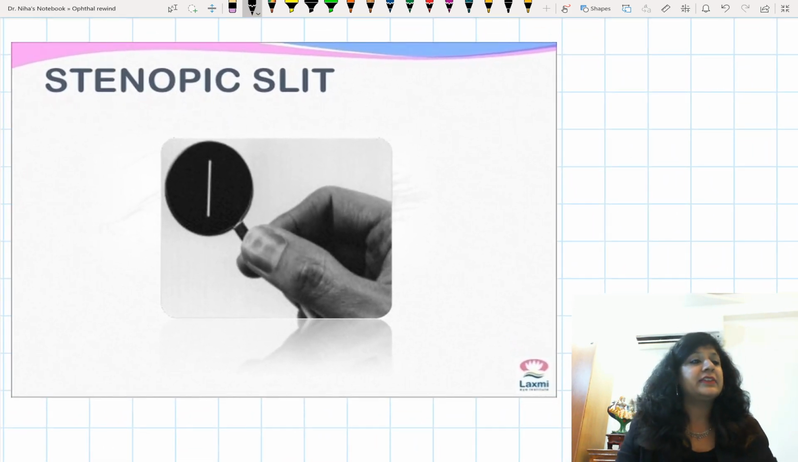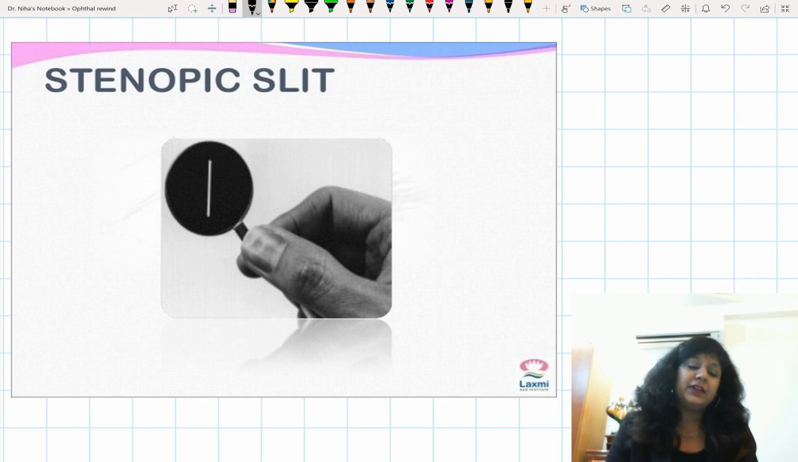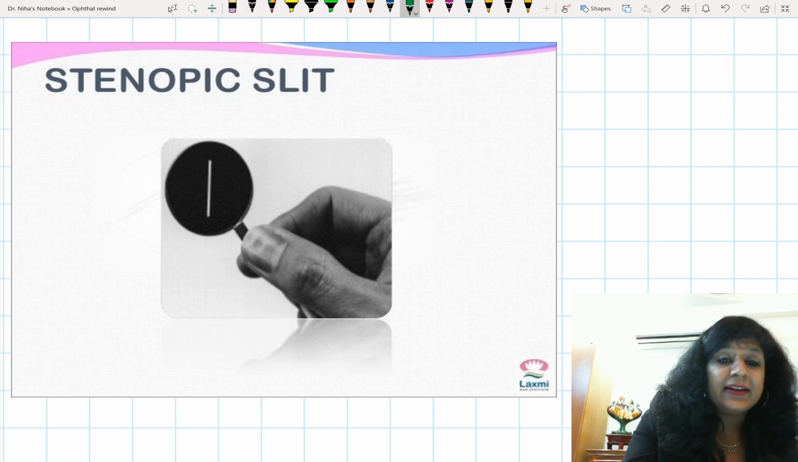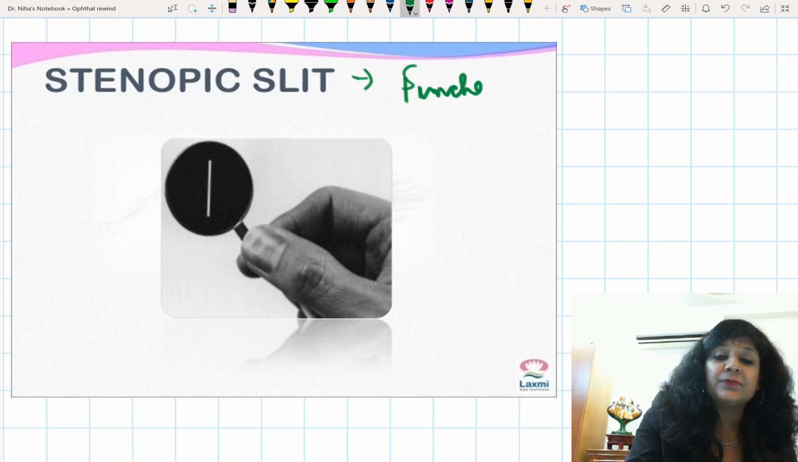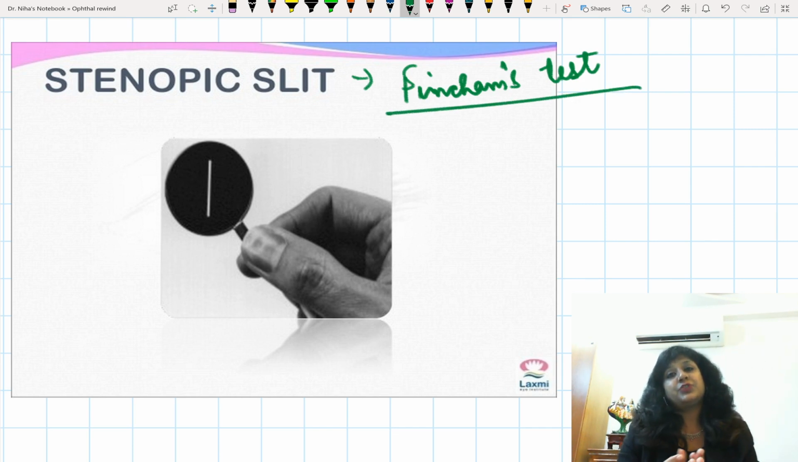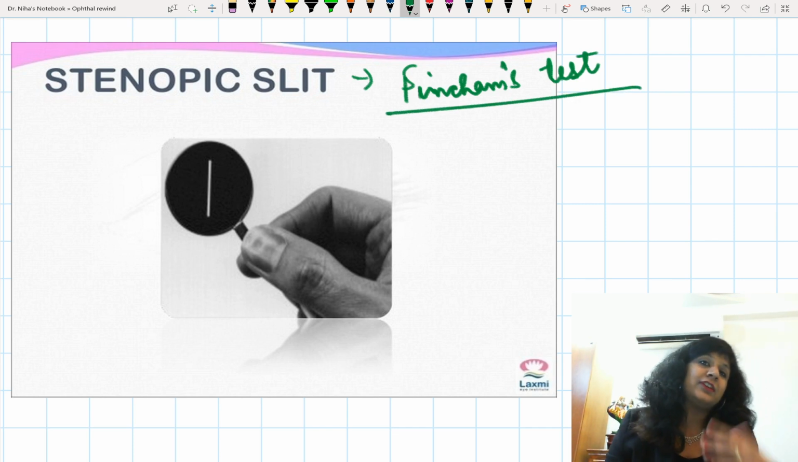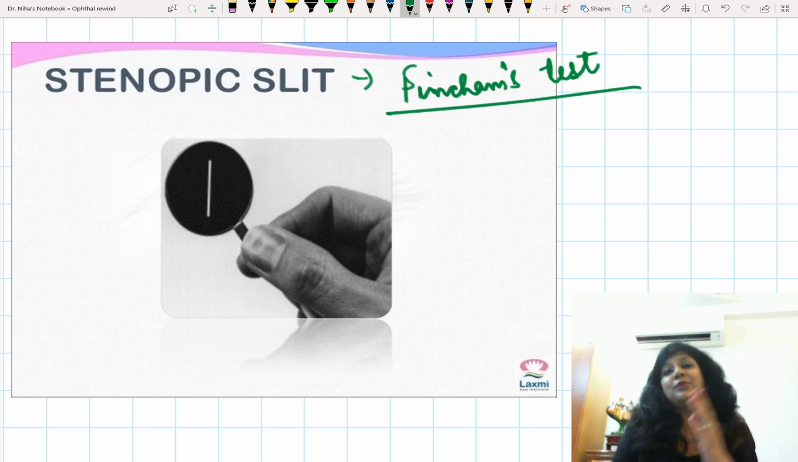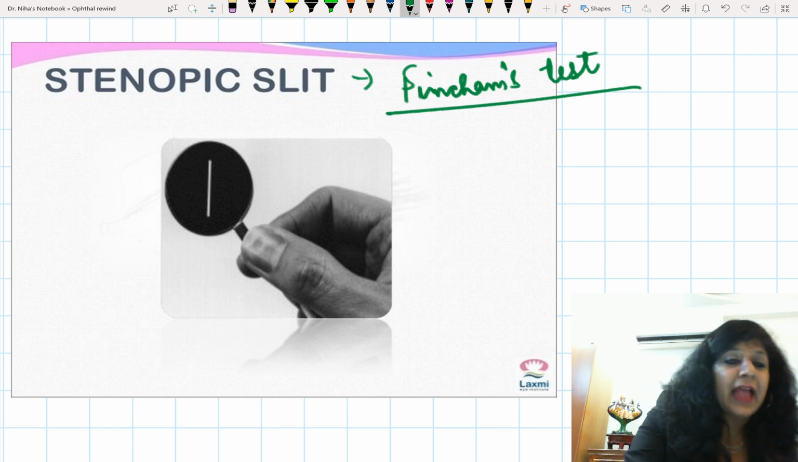Stenopic slit is very common, and you have studied it very commonly for one test. I think everybody knows this, that we are doing that Finchem's test, right? We are doing the Finchem's stenopic test for the differentiation of the colored halos, whether it is due to the cataract or the acute congestive glaucoma. Apart from this, I think there are many uses, but they are not very actively used.